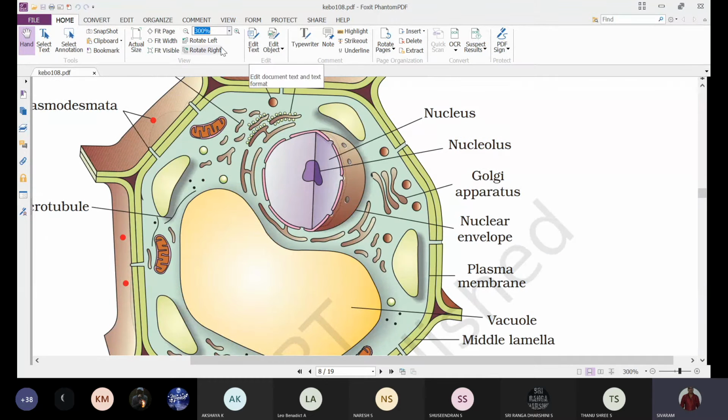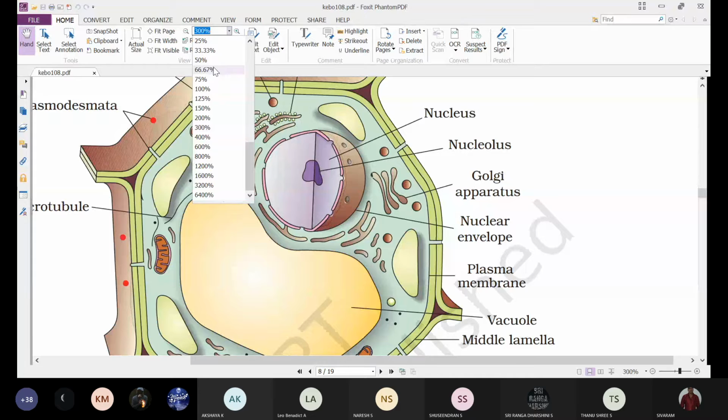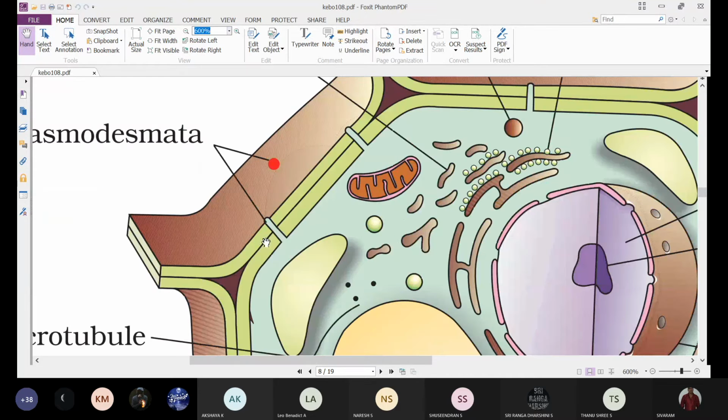We can see very clearly here. Okay, this middle line. Are you able to see now? This middle line which is present. This is the cell wall of a cell, and this is the cell wall of this cell. This cell wall, and this is the inner line. The inner line represents the plasma membrane, and the middle line represents the middle lamella.